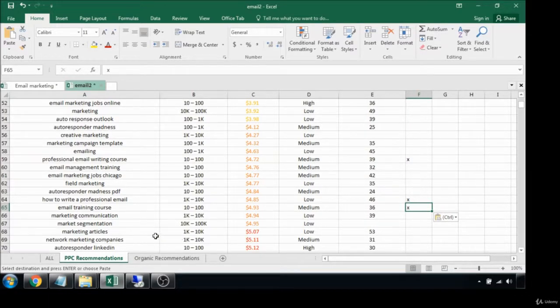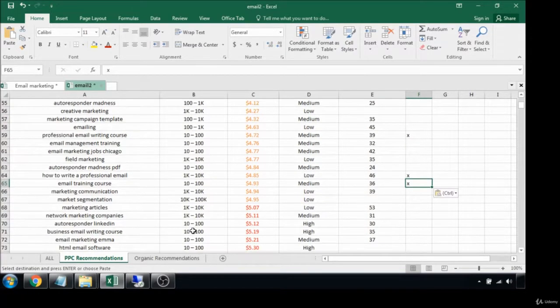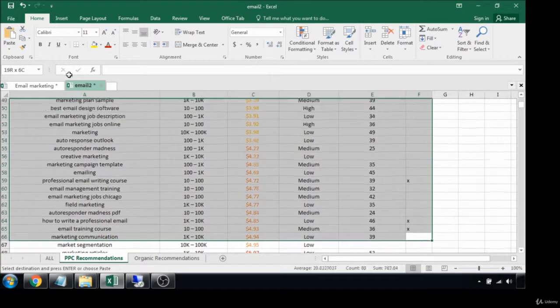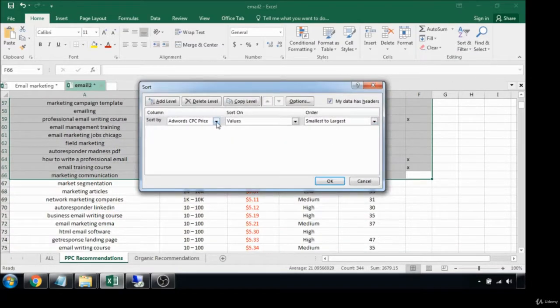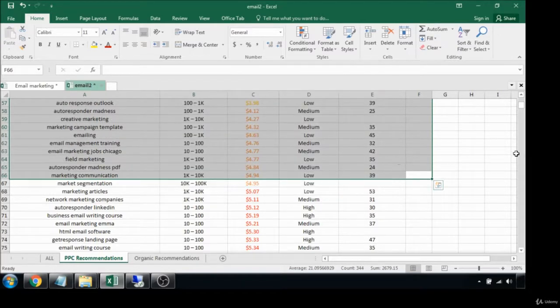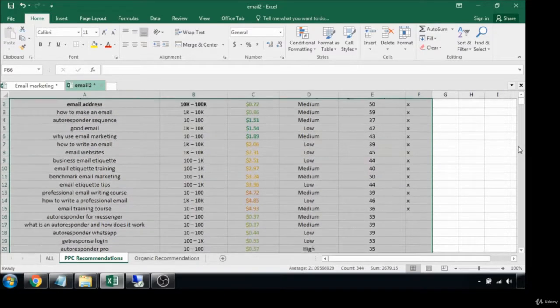And that's about it. So that's where our cutoff point is, right? Because we don't want to make any recommendations really that are going to be over our client's budget here or our own budget. So now let's just go ahead and sort based on all of the keywords that we selected. Go up here to custom sort, sort by column F that has the X's, and now it's going to give us those at the very top.